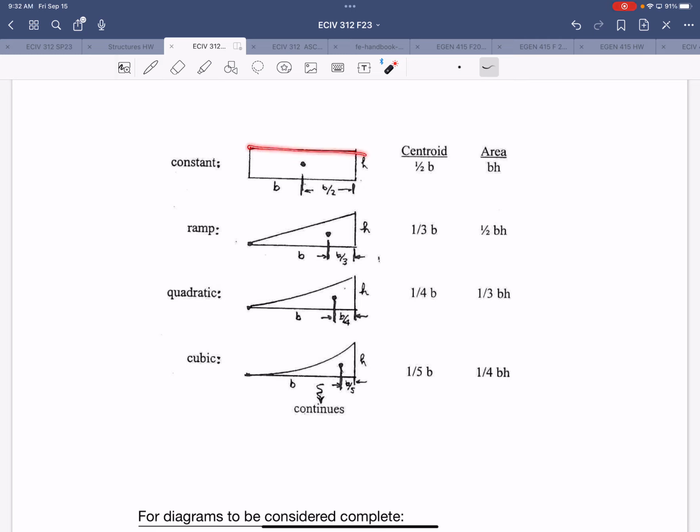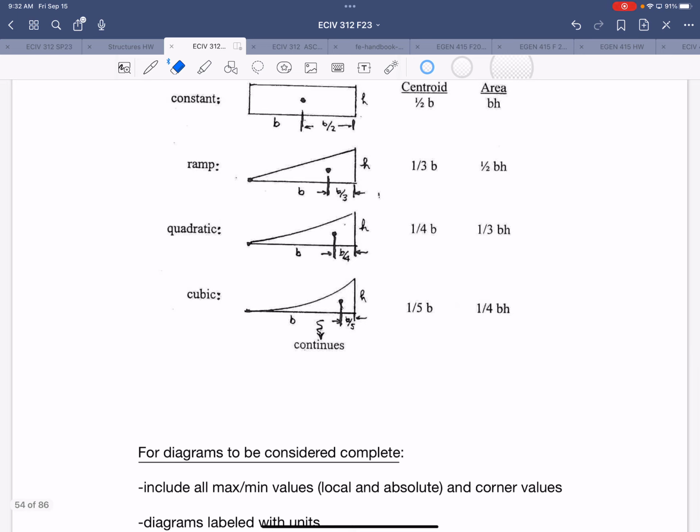And if you have a constant shear, you know that means you're going to have a linear moment and so on. So this is in order of increasing magnitude. And you can notice the pattern here, right? The area under the curve goes from 1 to 1/2 to 1/3 to 1/4 of b times h as you increase in degree. And similar for the centroid, right? So this could continue in trend. If you had a quartic relationship, then it would be 1/5 bh for the area, right? And 1/6 b for the centroid.